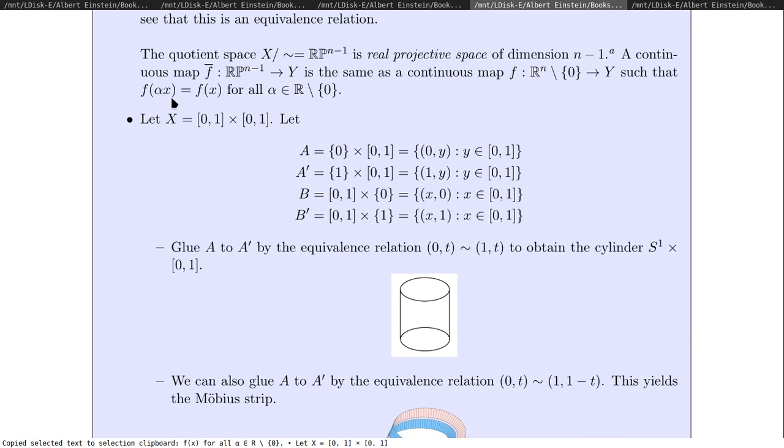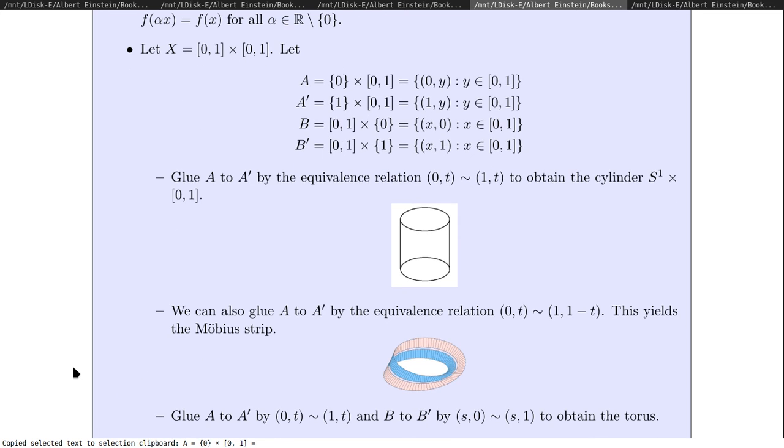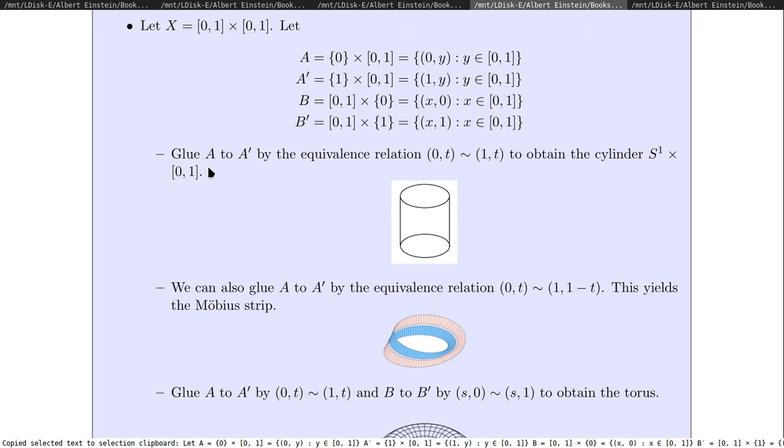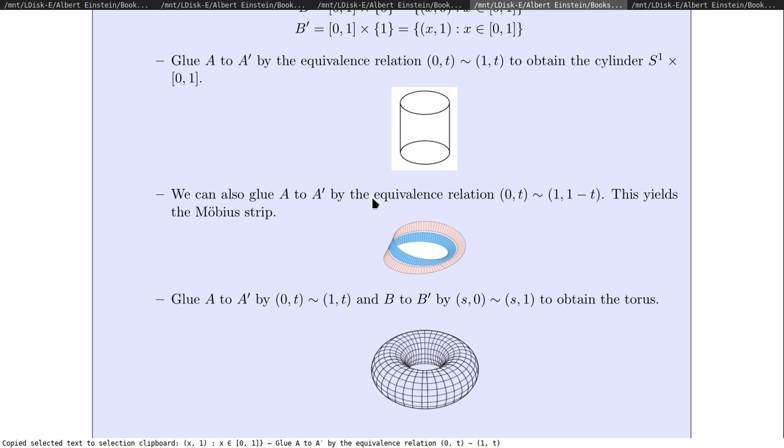basically, if you have this X, which is the unit interval with itself, you have four kinds of things. A is the singleton 0 with the unit interval, A prime is the singleton 1 with the unit interval, and B and B prime are the same thing in the opposite order. When you create surfaces, you glue these spaces together. The cylinder you get by gluing A to A prime using this equivalence relation. For the Mobius strip, you have the equivalence relation of (0, t) with (1, 1 minus t).